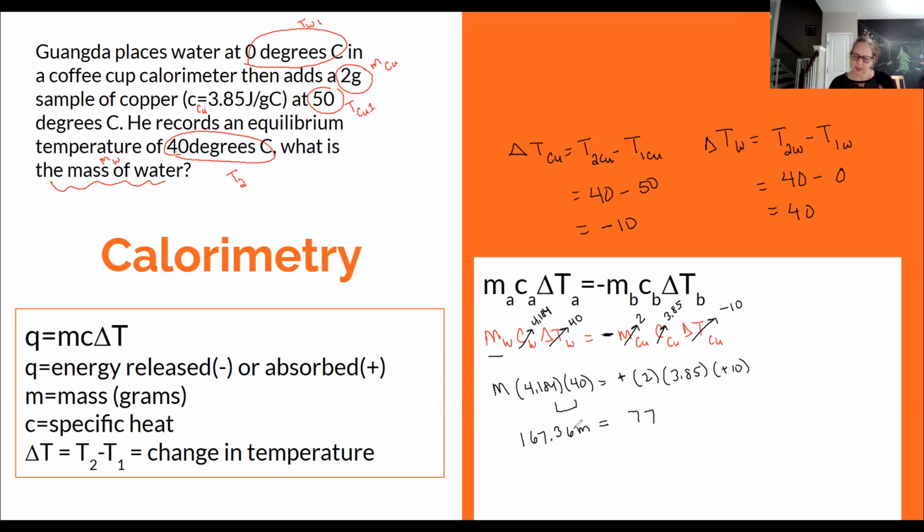The mass is connected to 167.36 by multiplication, so we got to divide. What we do to one side, we got to do to the other side. So my mass is 77 divided by 167.36. My mass is 0.46. Grams would be our answer.